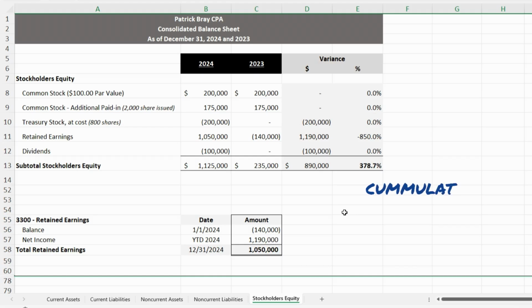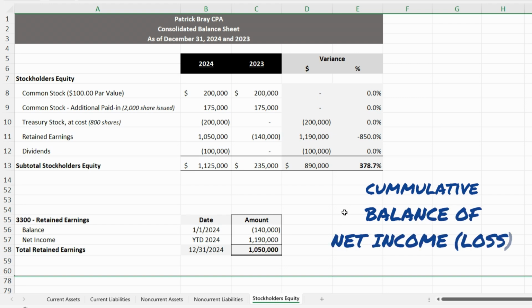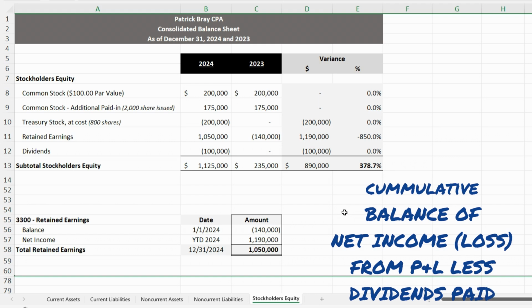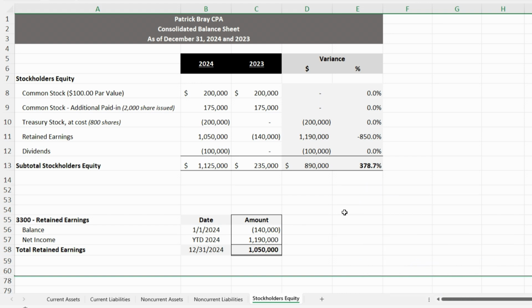Retained earnings is the cumulative net income that this company has retained over its life, less any dividends that have been paid out. So every year, net income gets closed out from the income statement onto the balance sheet in this concept called retained earnings. It's basically the profits the company has accumulated and maintained on its books and records since it started.